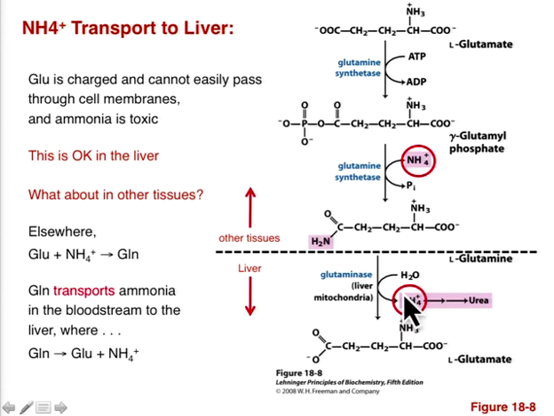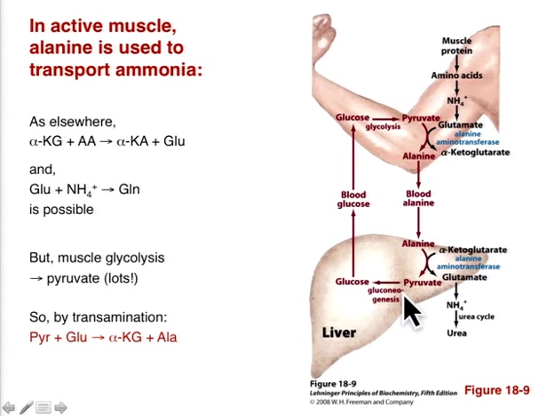Okay, and so this is just a simple transport, but in muscle there's other carriers for ammonia that we could use. Muscles have a high glycolytic rate, so there's a large amount of pyruvate in muscles, and pyruvate is an alpha-keto acid, right? It has an alpha-keto group, a carboxylate, and a methyl group. We can transfer the amino group from glutamate, our storage form of ammonia, to pyruvate to make alanine. So pyruvate is the corresponding alpha-keto acid for alanine.